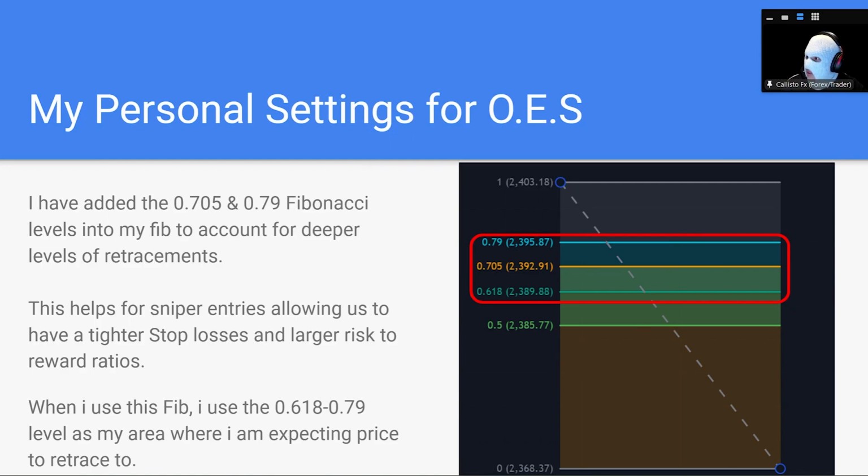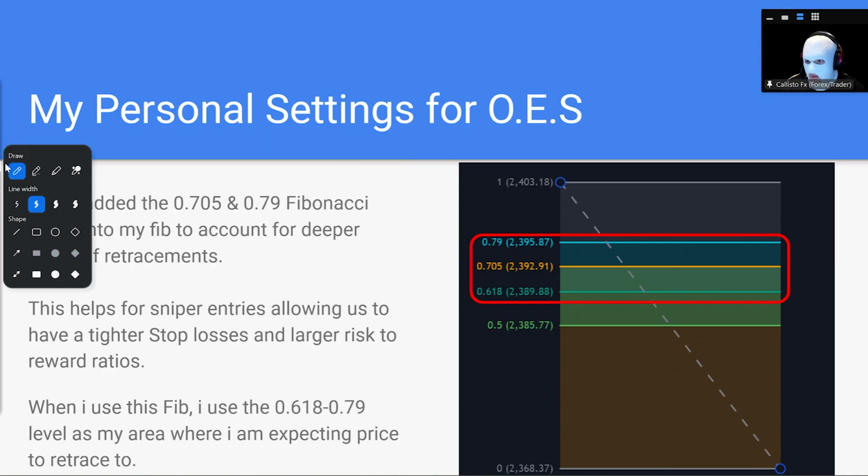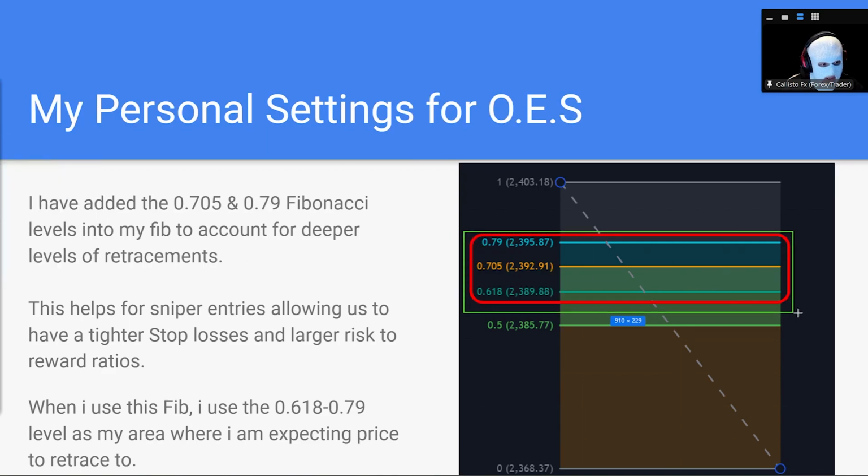Now, entering at these areas over here, let me mark it out. Entering at these areas over here, just like how I've marked it out, will allow us to get tighter entries with smaller stop losses, increasing our risk to reward ratio. This will also mean that our risk of being in drawdown is technically smaller because we are entering at a better price. Okay, so I want you guys to take this now. My entry areas for the Fibonacci are going to be anywhere from the 0.618 to the 0.79. This is the range that we have. These three lines over here.